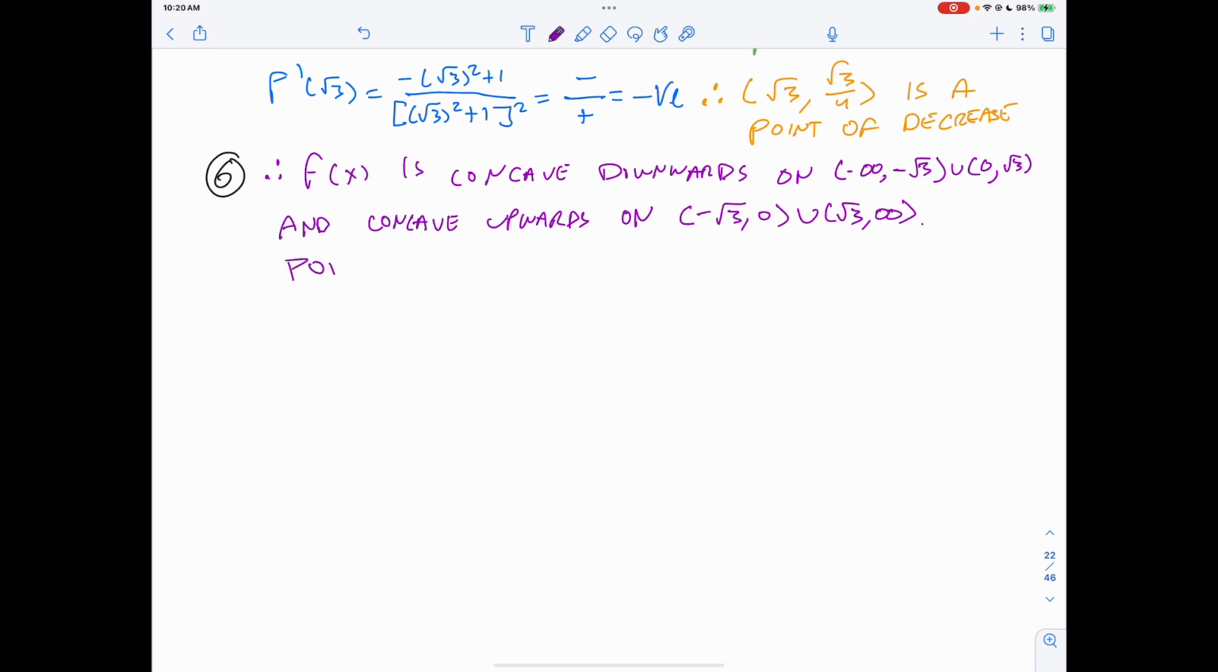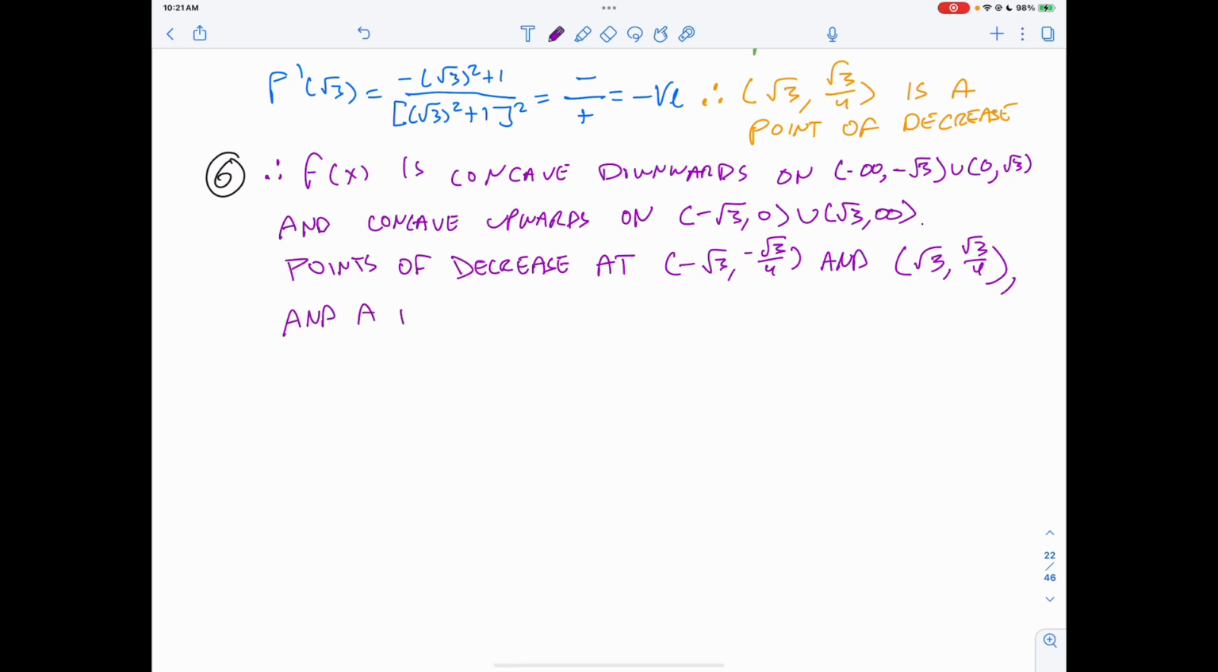There are points of decrease at negative root 3 and negative root 3 over 4, and root 3 and root 3 over 4, and a point of increase at 0, 0.